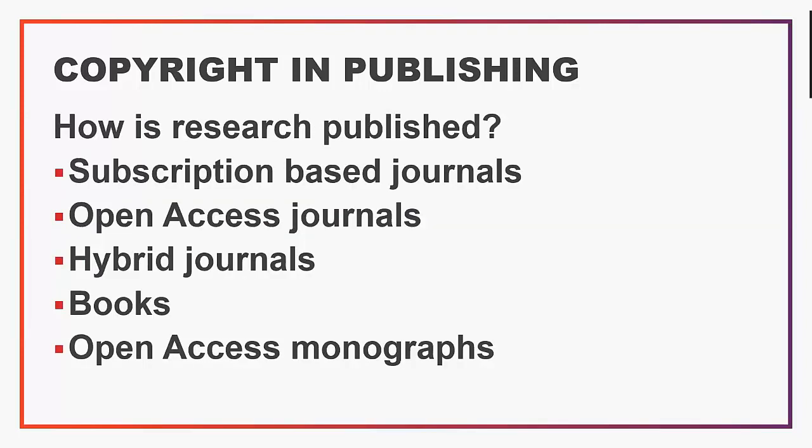So the way that you need to go about that and other different copyright considerations when publishing vary, depending on how your research is published. The way that you're publishing your research affects the copyright implications for that research. So we're going to be looking today at a few different ways of publishing and the way that copyright affects that. So we'll look at subscription-based journals, open access journals and hybrid journals, and then briefly at books and open access monographs as well.